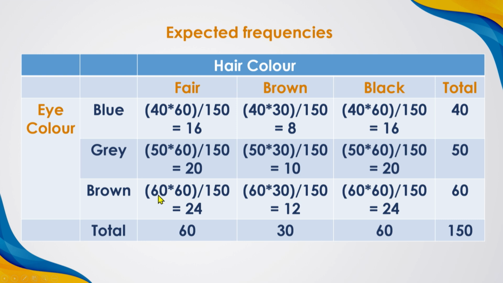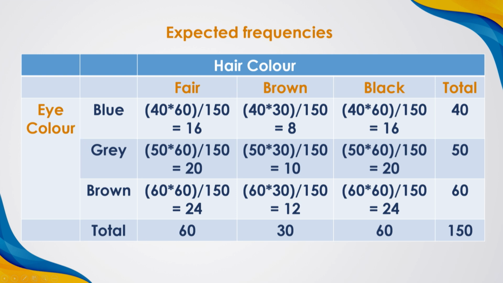Here you can see 60 into 60. It means that 60 is the row total for this, the third row total, and 60 is your first column total, divided by grand total 150, which means that 24 persons are expected to have fair hair color and brown eye color.